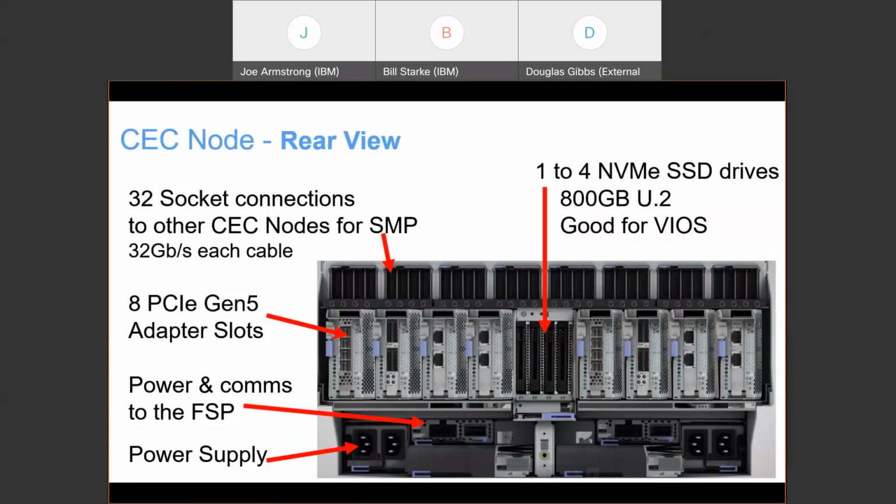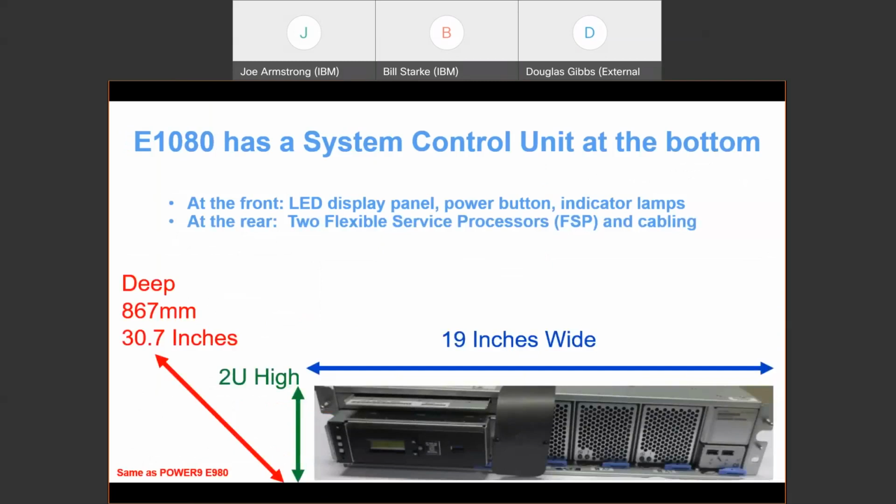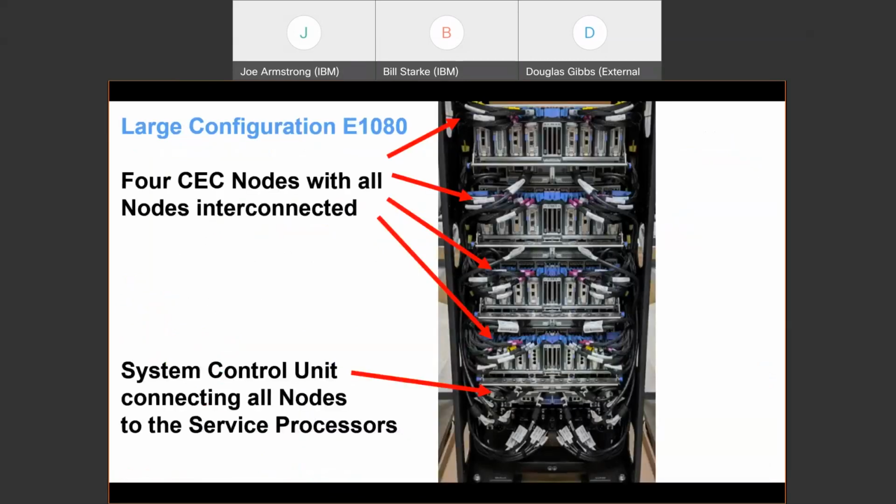All right. So with every E1080 system, there's one control unit, and that manages all the CECs together. So you have to have one control unit. It's also 19 inches wide, but just 2U high, same depth. And again, this is really the same size as a Power 9 system. So if you look at the entire system from the back, this is what one would look like: 4 CECs all stacked on top of each other with a control unit that sits at the bottom, all nicely cabled in this particular picture.